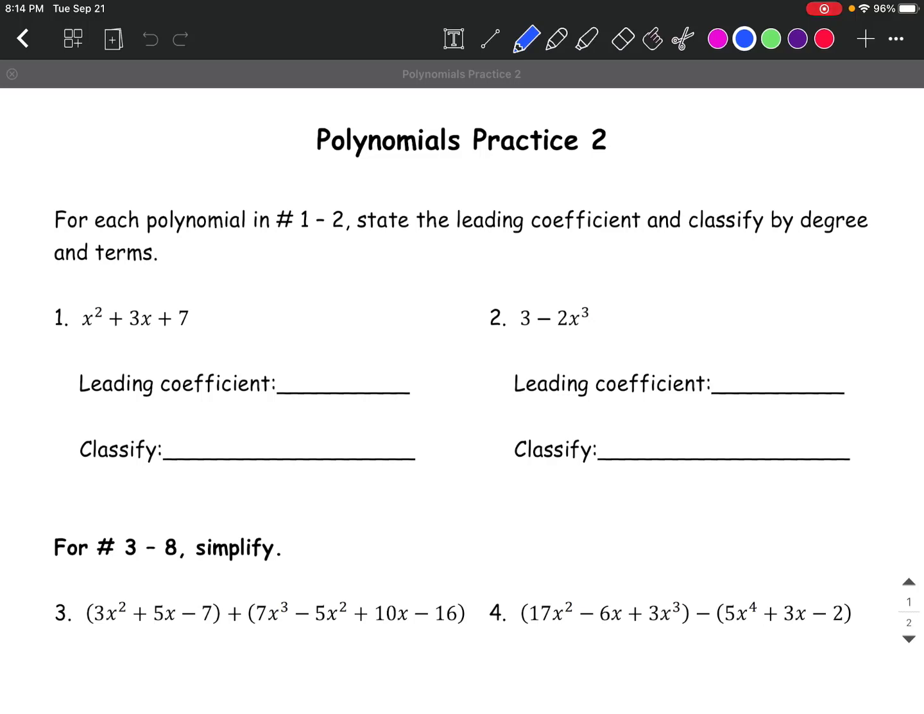Hi guys. Okay, I just want to give you a chance to review before your quiz and make sure you have no questions on the homework. So let's take a look.